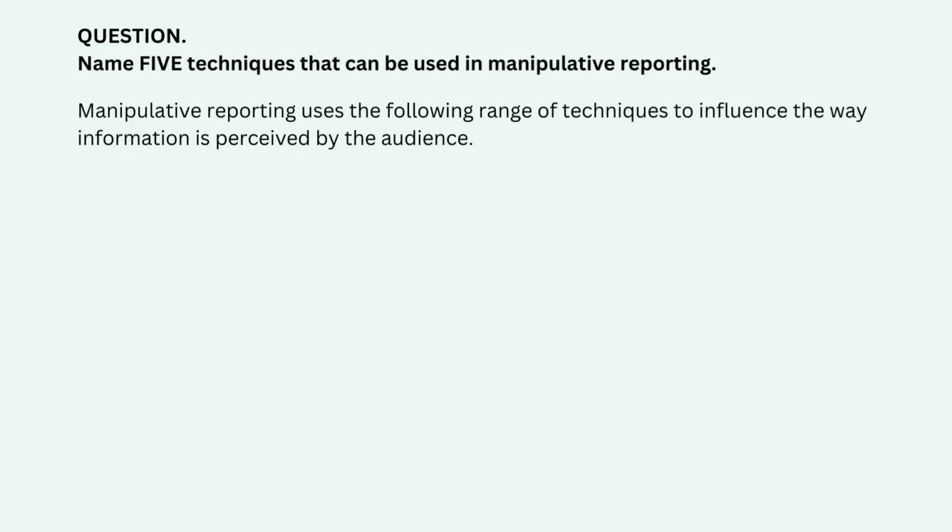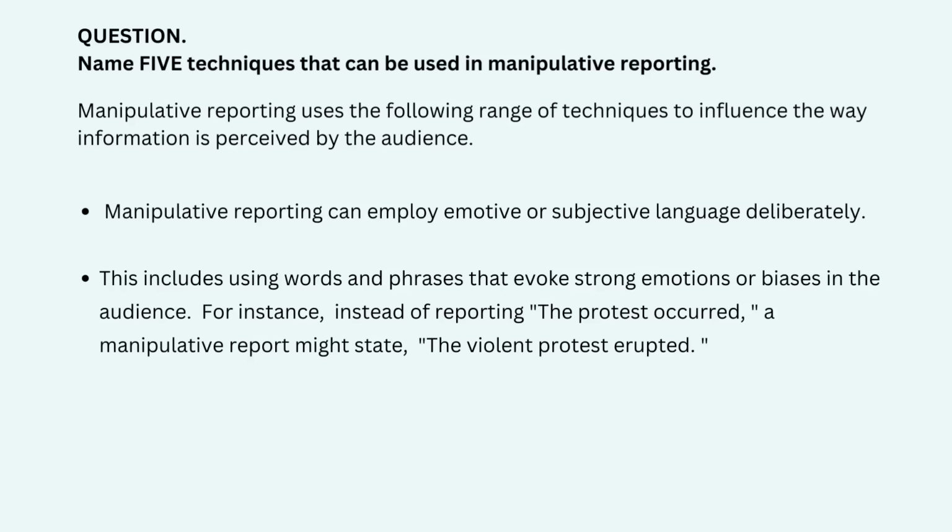Question. Name 5 techniques that can be used in manipulative reporting. Manipulative reporting uses the following range of techniques to influence the way information is perceived by the audience. 1. Manipulative reporting can employ emotive or subjective language deliberately. This includes using words and phrases that evoke strong emotions or biases in the audience. For instance, instead of reporting, "the protest occurred," a manipulative report might state, "the violent protest erupted."